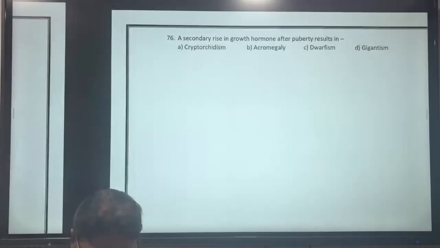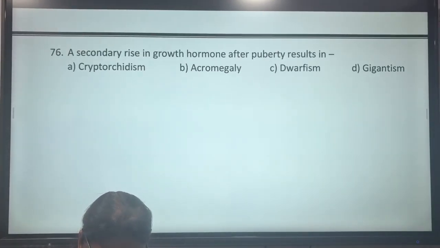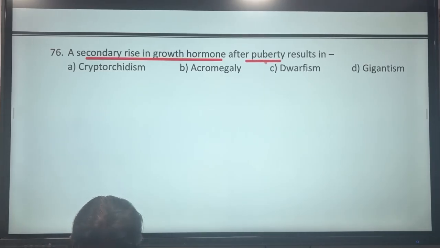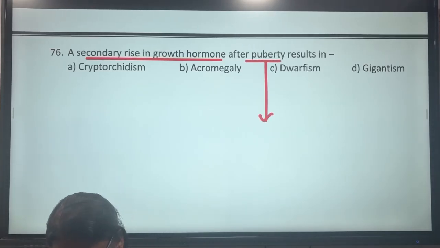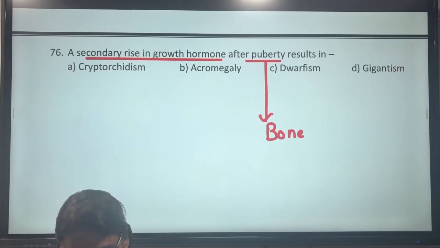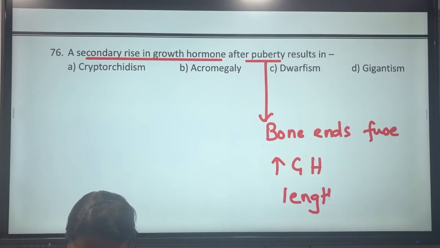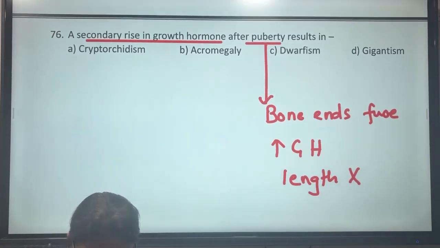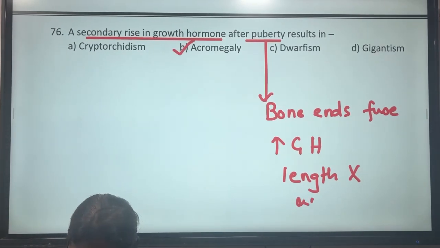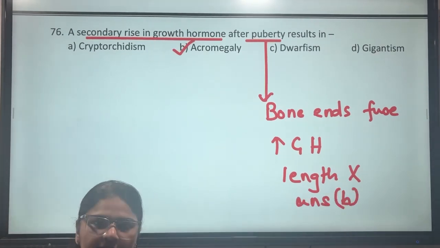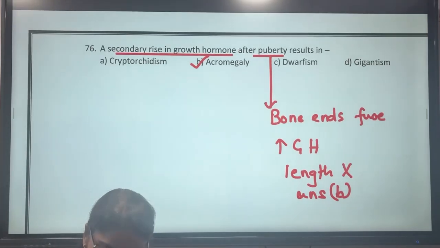Going to 76th question. A secondary rise in growth hormone after puberty. What do you mean by after puberty? The bone ends have fused. So now if there is increase in GH, length of the bones cannot increase. Length won't increase. Okay. So after puberty, the disease that will be caused is B, acromegaly. In the previous question, we just spoke about acromegaly caused by excess of GH in adults.